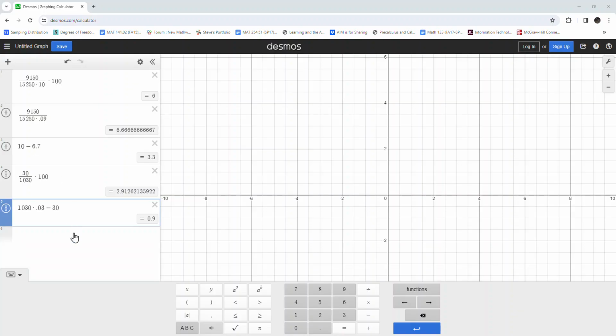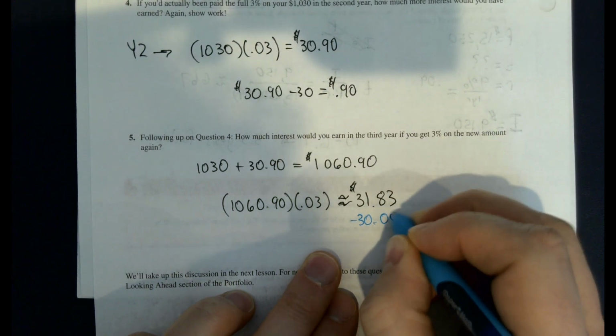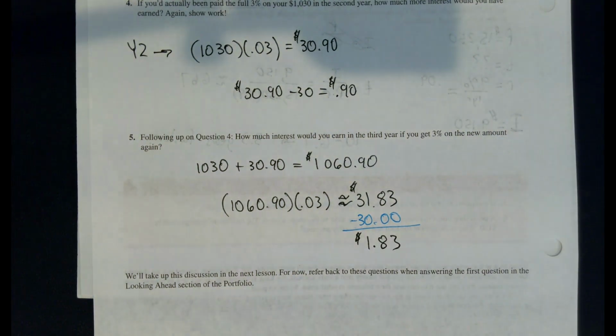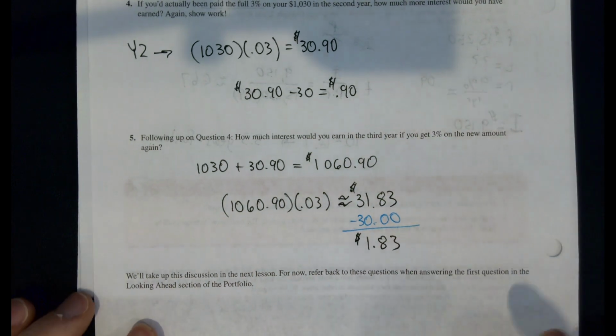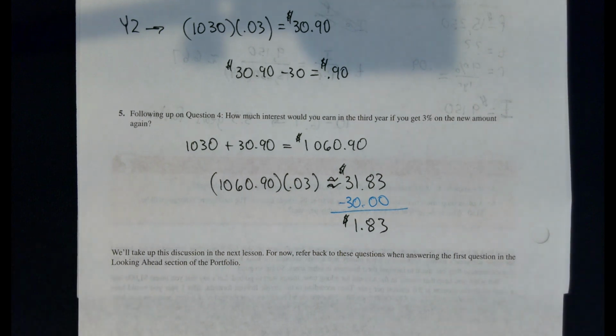Well, what does that turn out to be? 1060.90 times 0.03. Ooh, we now should have had $31 and what, shall we say 83 cents, because they're not going to give us 0.7 of a cent. So by the end of the third year, if I subtract away what the simple interest would have given us, we're missing out $1.83 in interest after 3 years. This is where compound interest gains its power. And we're going to see compound interest take shape in Unit 3 too.